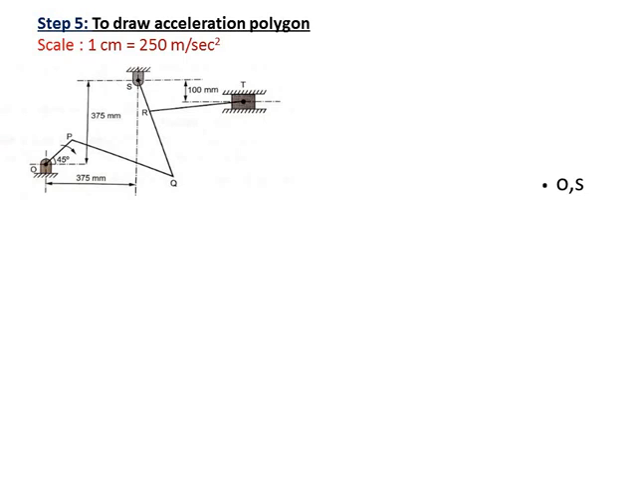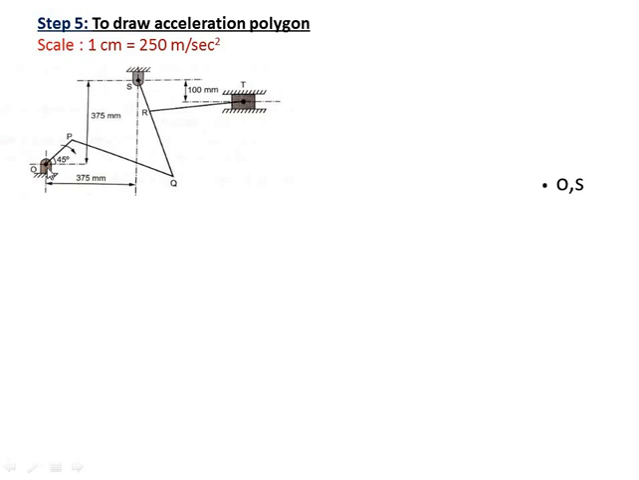So first we have to locate centripetal acceleration of OP. So centripetal acceleration of OP magnitude we have calculated already in the previous table. Now the direction is parallel to the link. So parallel to the link means parallel to OP towards the center of rotation. So what is the center of rotation for OP?